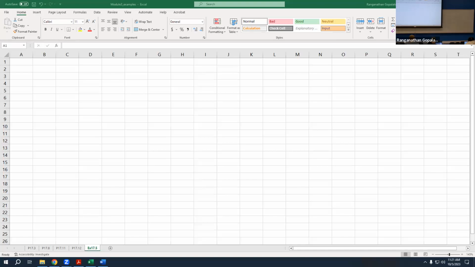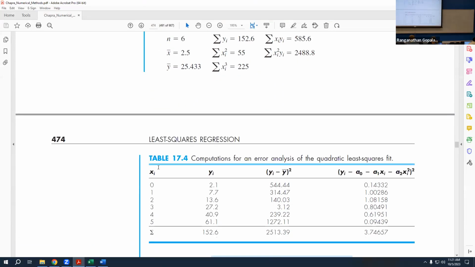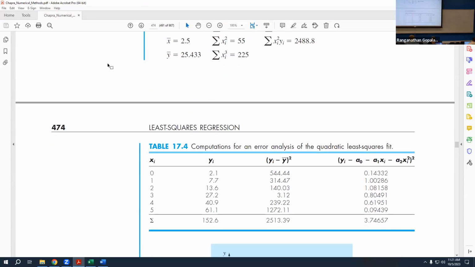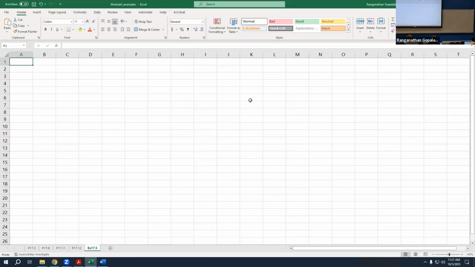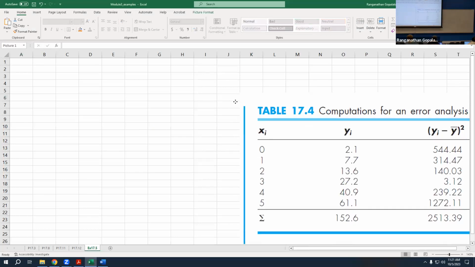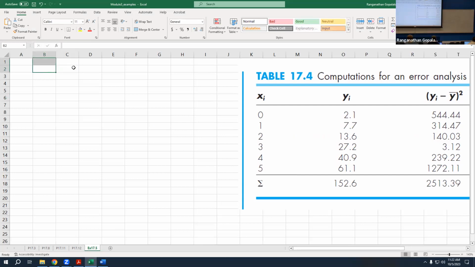Okay. So today we'll continue doing polynomial regressions. I request you to type in the example 17.5, which is the data in table 17.4. Let me take a screenshot of it and put it on my Excel sheet. Please type in this data and we'll then do the polynomial regression.